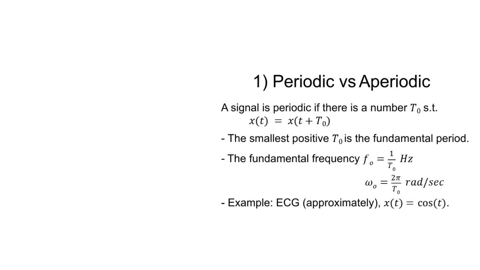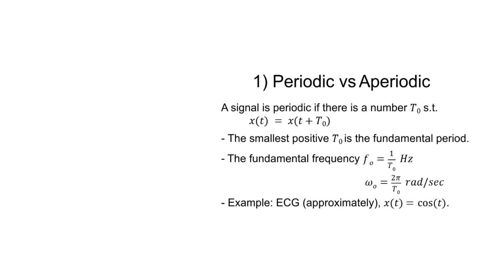If T naught is a period, then plus or minus n T naught will also be a period. That means plus 2 T naught, plus 3 T naught, plus 4 T naught. Similarly, minus T naught, minus 2 T naught, minus 3 T naught. All are periodic. The smallest period is called fundamental period.